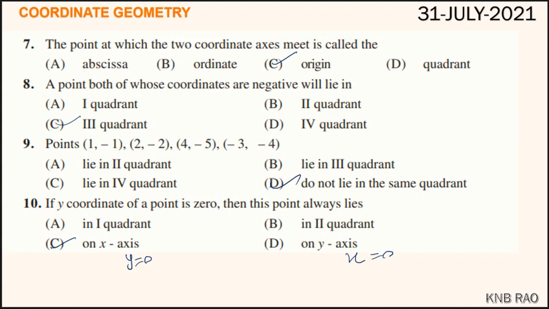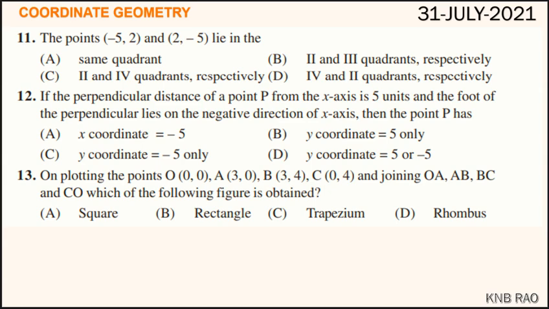Question number 11. The points minus 5 comma 2 and 2 comma minus 5 lie in the not same quadrant. Not in the same quadrant. So A is eliminated. Now minus 5 comma 2 lies in the second quadrant, and 2 comma minus 5 in the fourth. Second and fourth respectively. C is the right answer. Then moving on to question number 12.